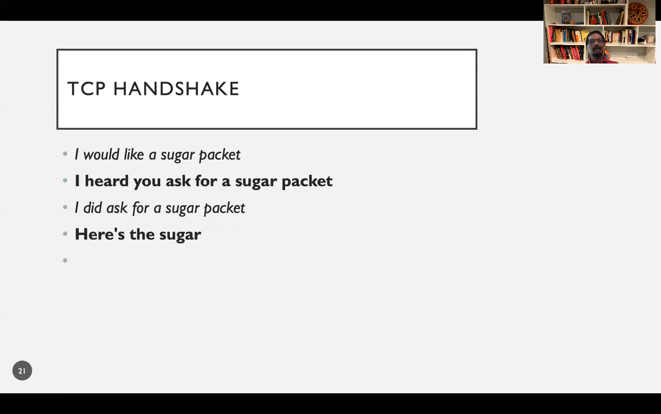Now if you look at the TCP handshake, it's kind of funny. We make a joke about it. I say, hey, I would like to get a sugar packet. And the other says, hey, I heard that you asked for a sugar packet. Then I say again, I did ask for a sugar packet. And then finally it says, okay, here you're going to get the sugar. So essentially you have to do some amount of communication back and forth to get to that.